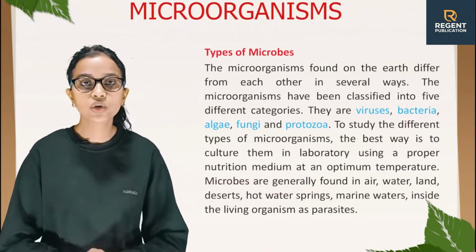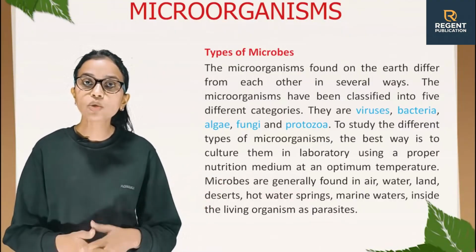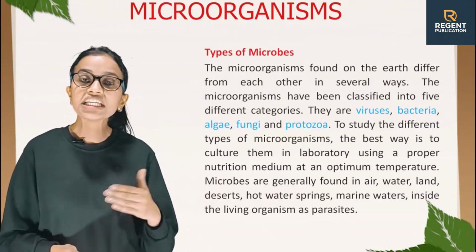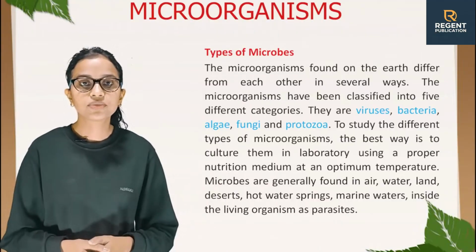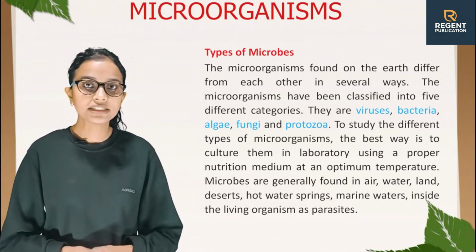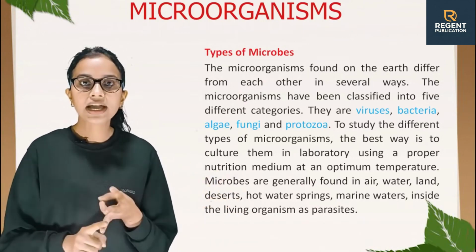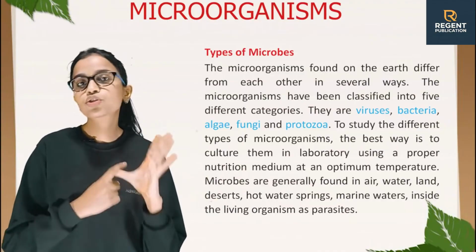Now we are moving towards the types of microbes. The microorganisms found on the earth differ from each other in several ways. The microorganisms have been classified into 5 different categories. They are viruses, bacteria, algae, fungi, and protozoa.